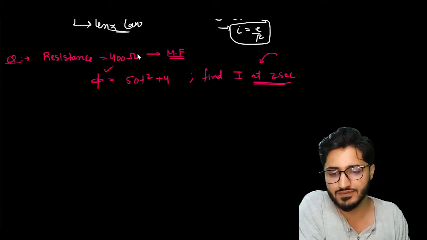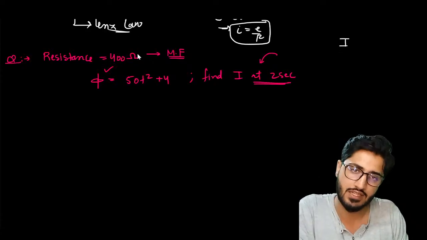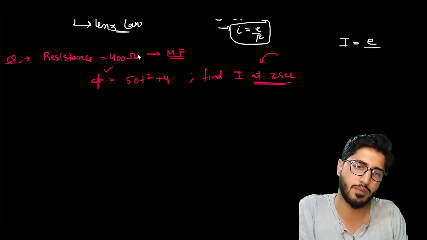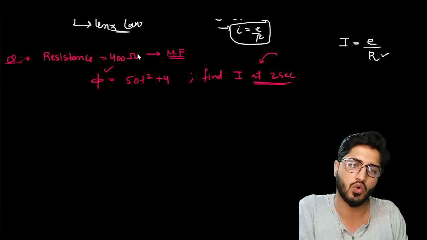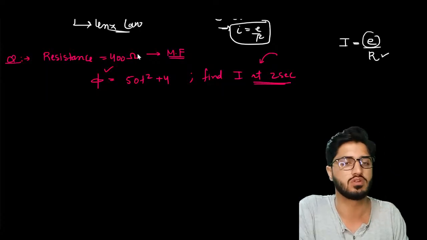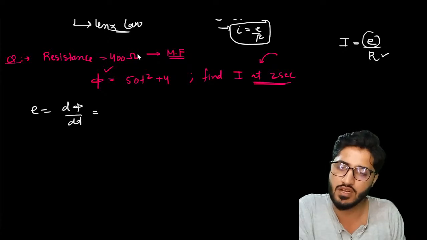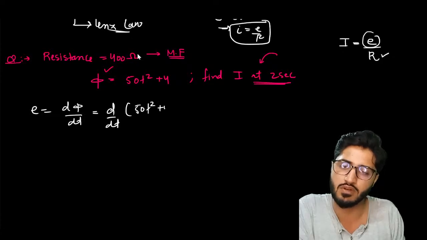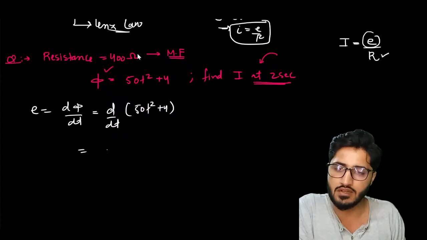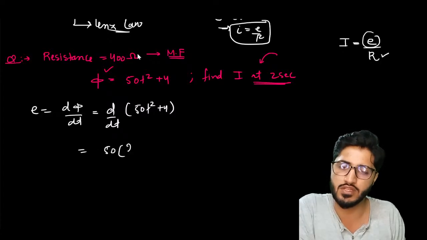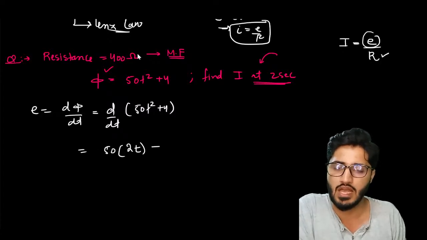Sir, how can we do it? Sir, I guess my current is equal to EMF induced by R. R we know now, but E we don't know. So how to find E now? Sir, we have an equation: E equals d phi by dt. Yes, sir. I can write d by dt of phi, that is 50 t square plus 4. The differentiation of t square is 2t, right? And the 4 becomes 0. So is it 100 t?